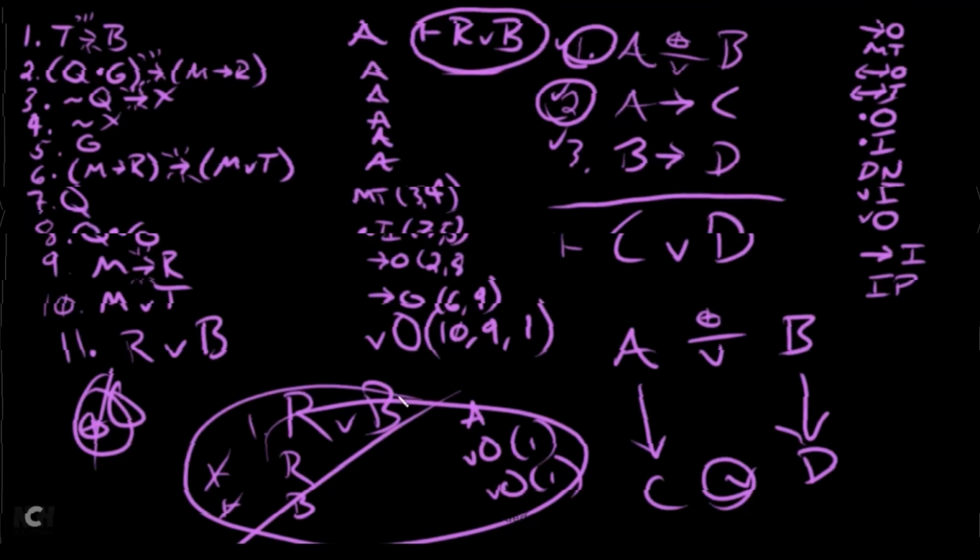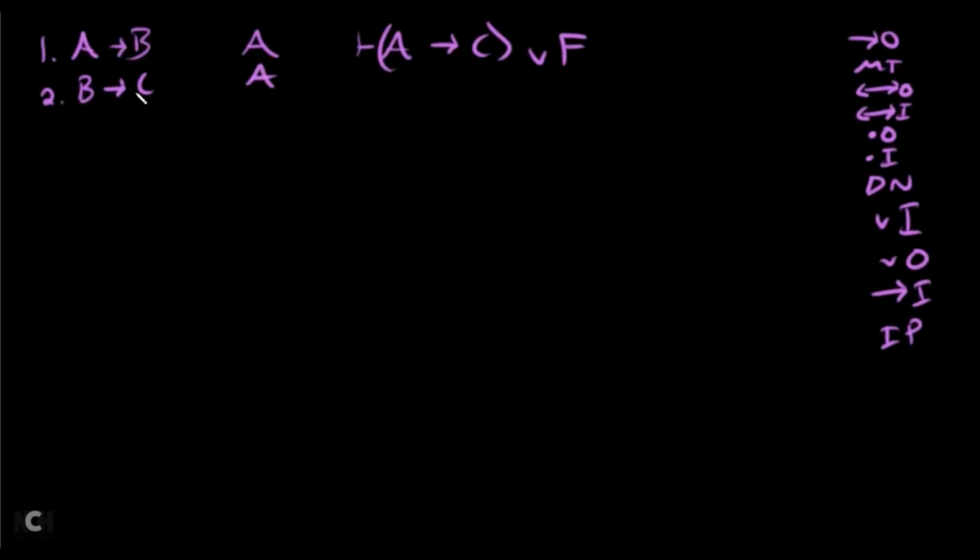Let's take a look at another one. We've got A arrow B, B arrow C, and we want to get A arrow C wedge F. Looking at this problem, here's something to take note. If your goal is a wedge, and one of the pieces is simply not there to be found, do you see an F in here anywhere? I don't. That means there's a 100% likelihood that your last move is going to be a wedge in. You're going to say or F to get this.